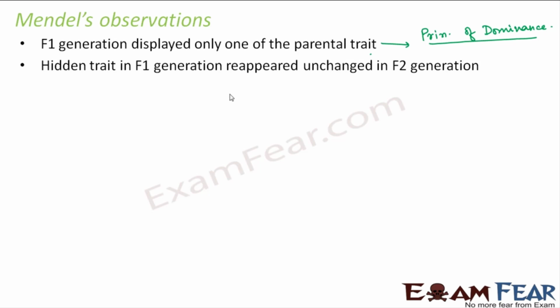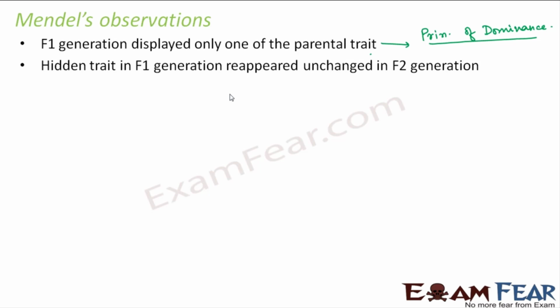So he saw that in the F1 generation there was no dwarf plant at all, right? But again in the F2 generation, he saw the same dwarf plant. That means that hidden trait did not vanish. So the hidden trait was also somewhere present in the plants of the F1 generation, right? So that hidden trait was also there.